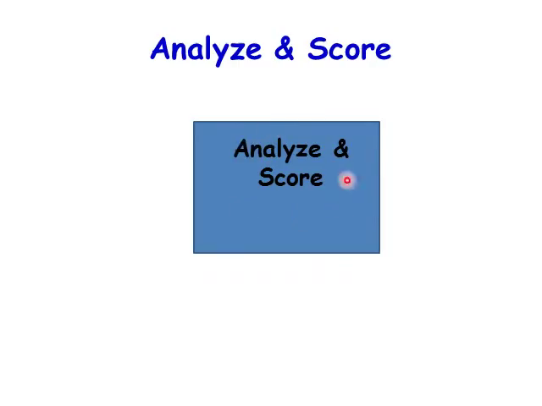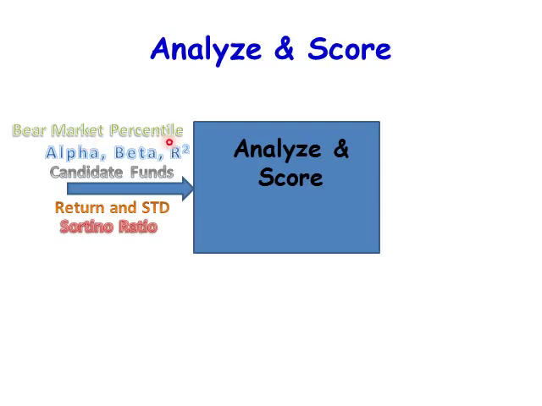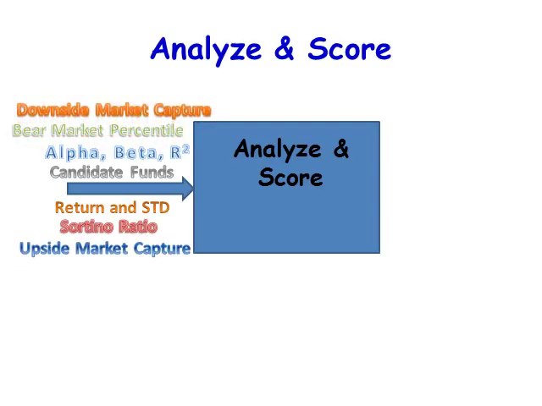We start with the process analyze and score. We feed it the candidate funds, and then feed in stats: alpha, beta, R squared. These are modern portfolio theory stats. Then we feed in returns and standard deviation, Sortino ratio, bear market percentile rank, upside market capture, downside market capture, tax efficiency.